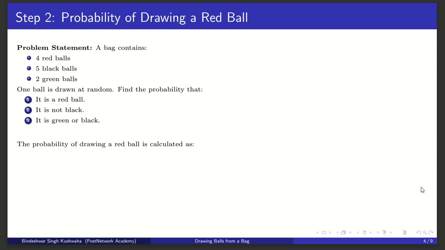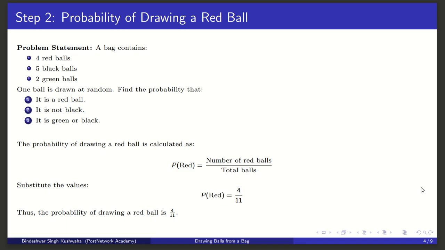Thereafter, the probability of drawing a red ball is calculated as number of red balls upon total balls, and that is 4 upon 11. So the probability of drawing a red ball is 4 upon 11.